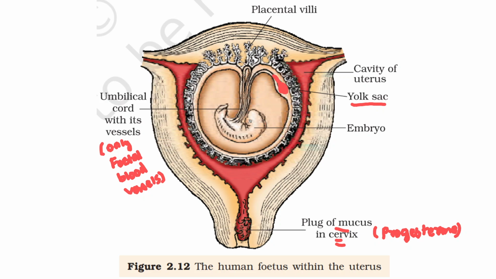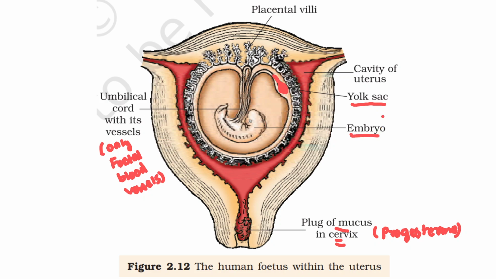Natural abortion நடந்துச்சுன்னா that is miscarriage. வேணும்னே induce பண்ணாங்கன்னா that is induced abortion or medical termination of pregnancy. அதை பற்றி நம்ம அடுத்த சாப்டர்ல படிப்போம். Anyways, the plug of mucus in cervix is going to be caused by progesterone. That one you can see.